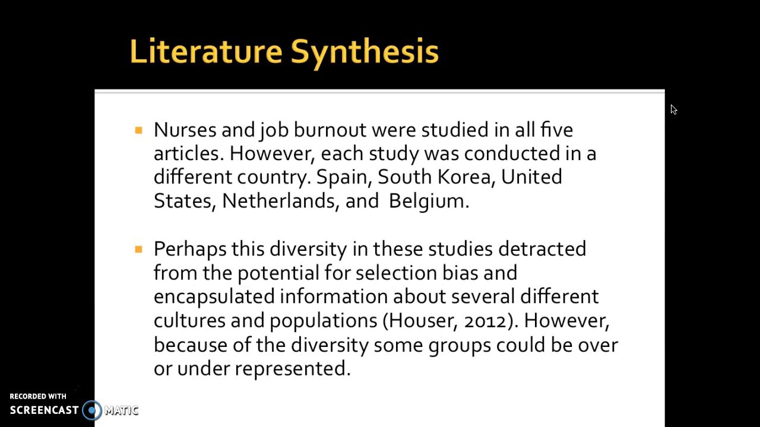So the literature synthesis. Nurses and job burnout were studied in all 5 of the articles that were used. However, each study was conducted in a different country: Spain, South Korea, the United States, the Netherlands, and Belgium. The diversity in these studies probably reduced the potential for selection bias, and it encapsulated information about several different cultures and populations, which is good. However, because of diversity, some groups could be underrepresented, which is what Hauser states about possible too much diversity in a population. However, each article used nurses from that specific country, so it was a good representation of the population studied for that article.